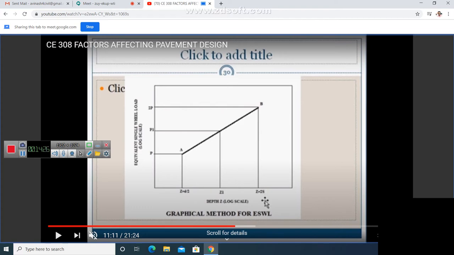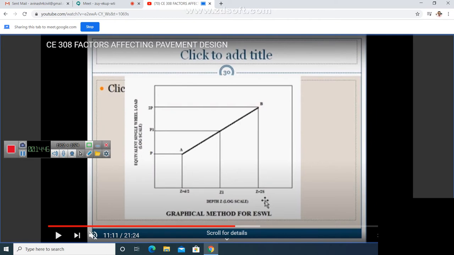At a depth of z is equal to d by 2. What is z? Z is the depth at which you are considering the vertical stresses. At a depth of z is equal to d by 2, the equivalent single wheel load is given as P. At a depth of z is equal to 2s, the equivalent single wheel load is given as 2P.